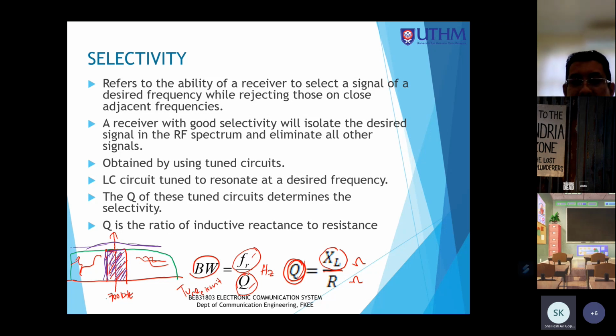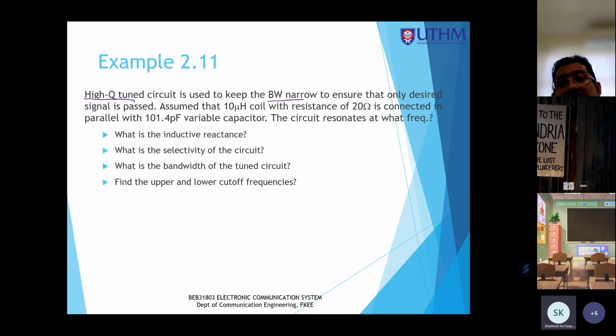Okay. So kembali kepada tadi, this is about the tune circuit. So tune circuit tadi kita lihat dia mestilah mempunyai good selectivity and good sensitivity parameter. Okay, so this tune circuit mempunyai coil, 10 microhenry, and a resistance over here is connected in parallel with the capacitor 101 picofarad variable capacitor.